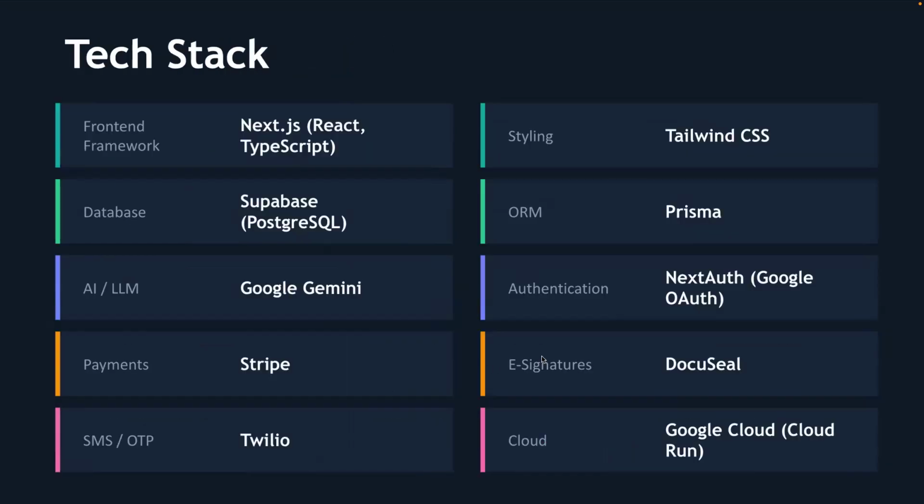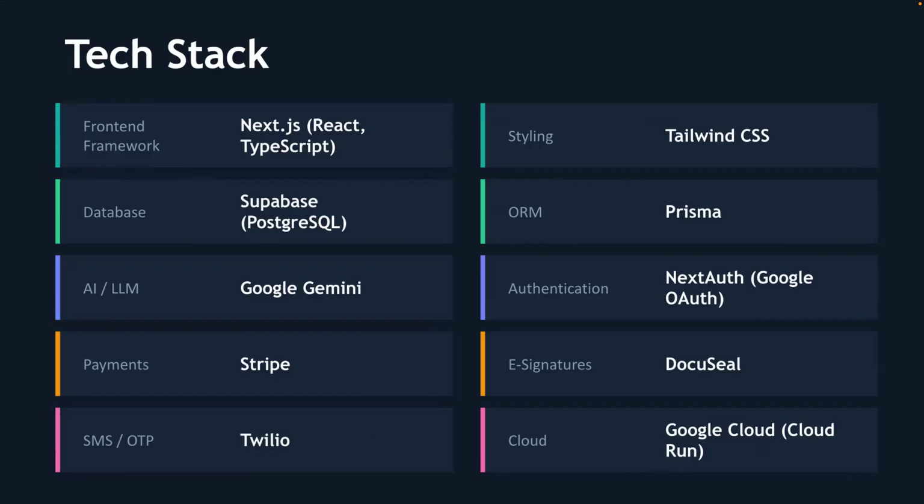So this is the basic tech stack. The front end and back end framework is Next.js, which handles it very easily and gives us one single code base to work with. For the database, we use Supabase, which is a wrapper over PostgreSQL. For AI and LLM, we are using Google Gemini because of its very good vision capabilities, and also because it comes under the Google Cloud wrapper.